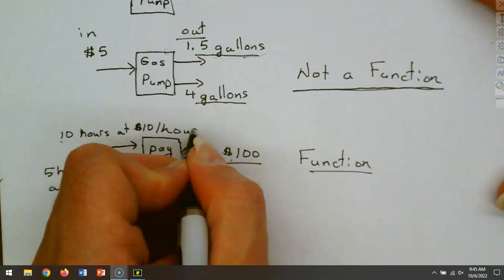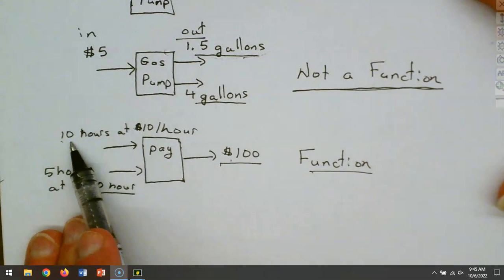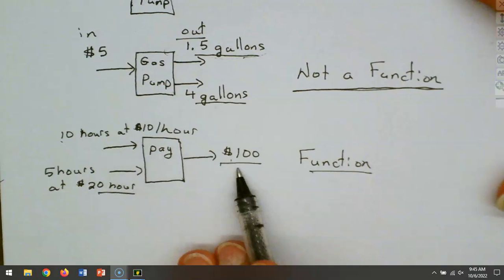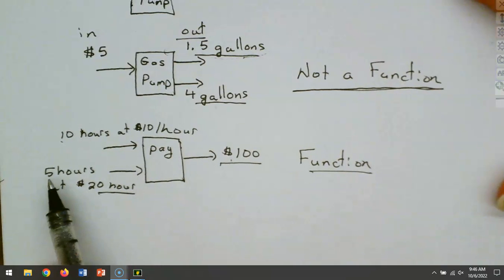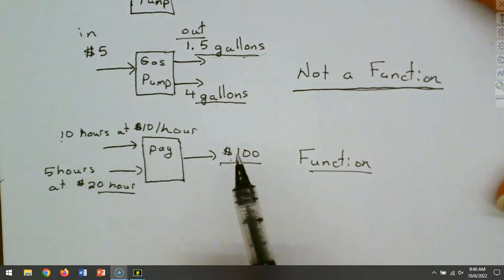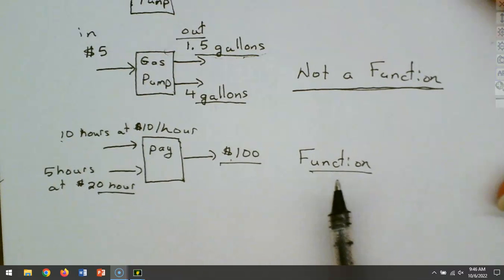Right? So this is an example of a function. I work 10 hours, $10 an hour, I get $100. Another person comes along, they only work 5 hours, but they make $20 an hour, so they also get what? $100. That's a function. It makes sense.